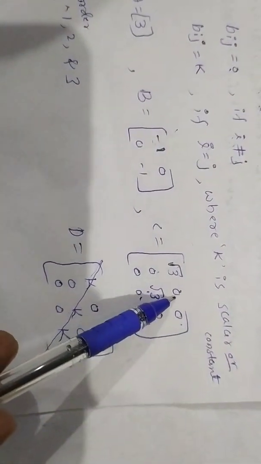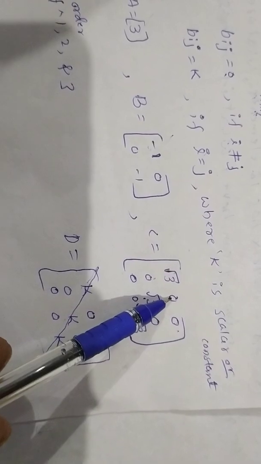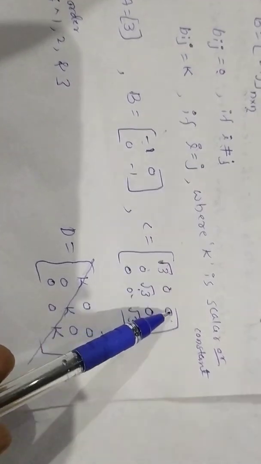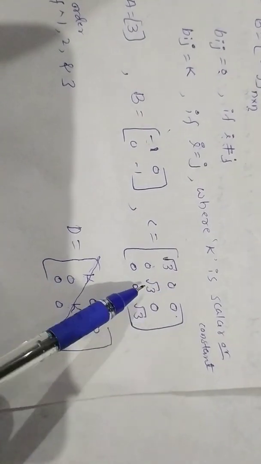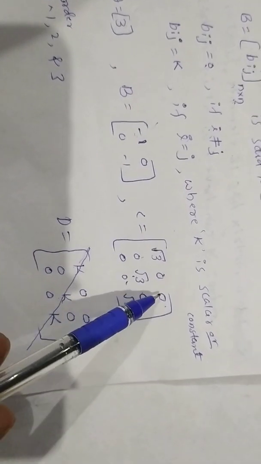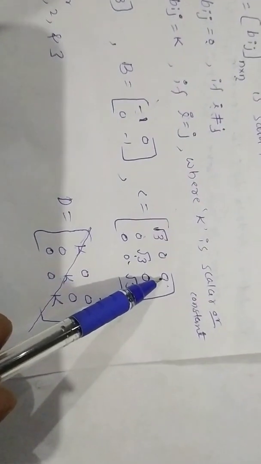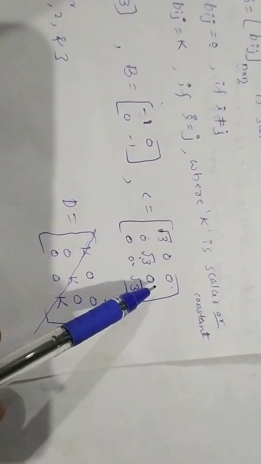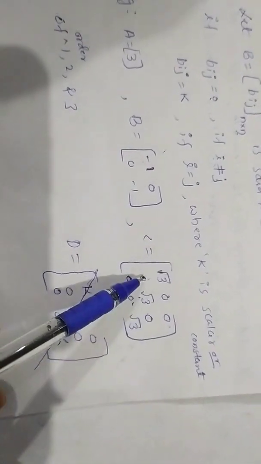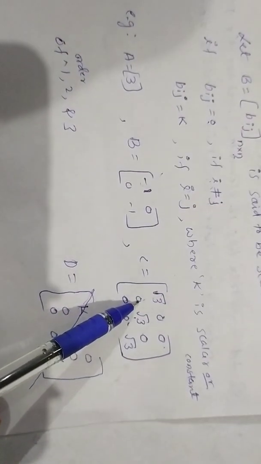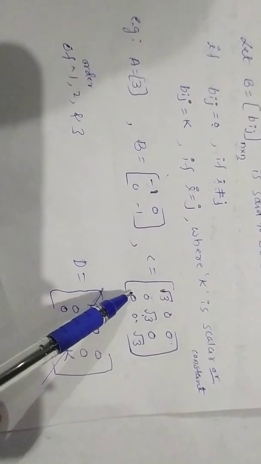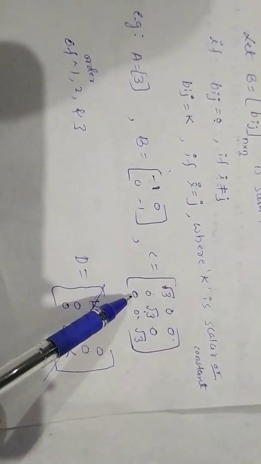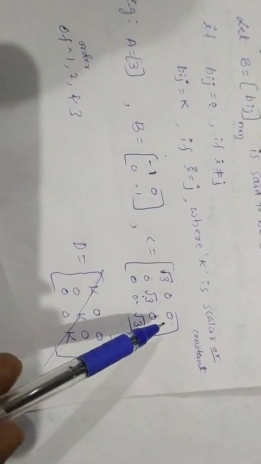See here, consider the example. Here this is a Bij element. Here i is not equal to j because it lies in the first row and the second column. This is also 0 because it lies in the first row and the third column. Here also i is not equal to j. This is the second row, first column: i is not equal to j. This is the second row, third column: i is not equal to j. This is the third row, first column: i is not equal to j. Third row, second column: i is not equal to j. When i is not equal to j, the element is 0.